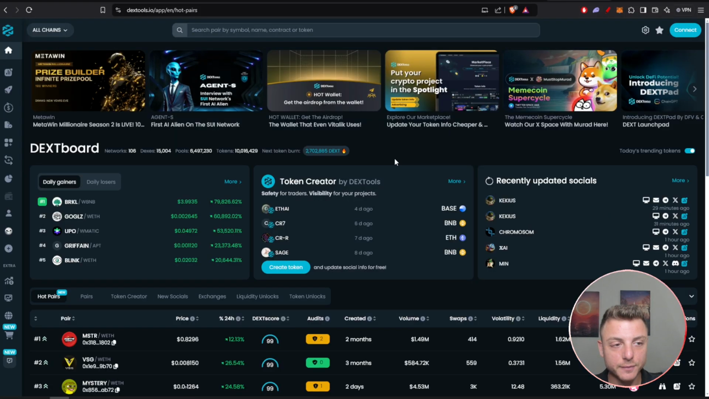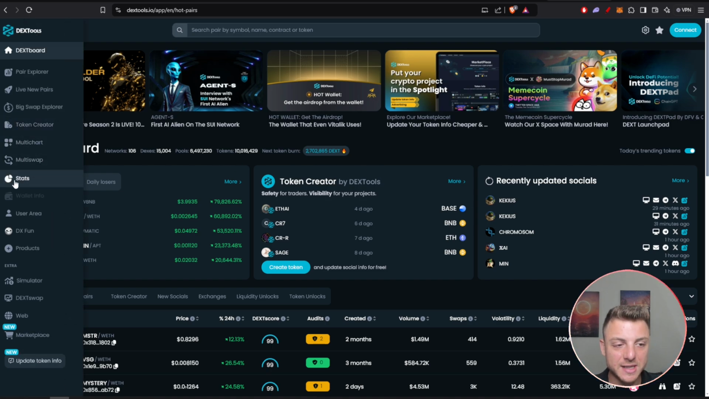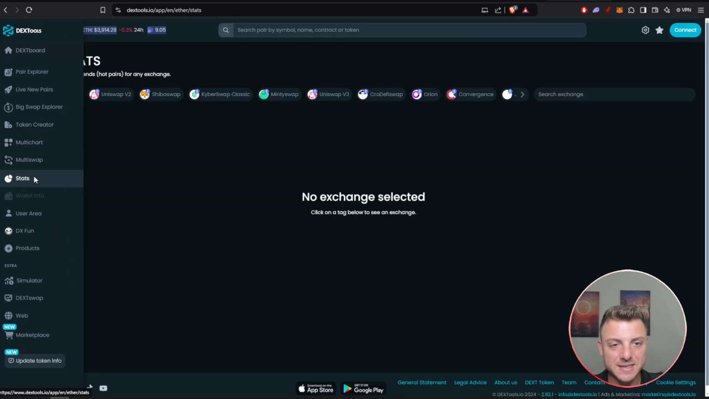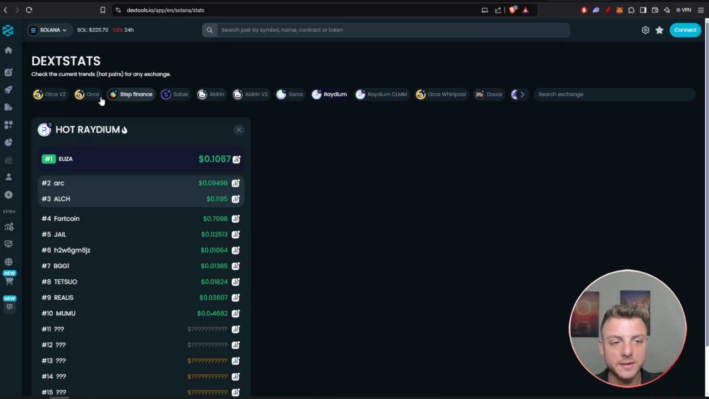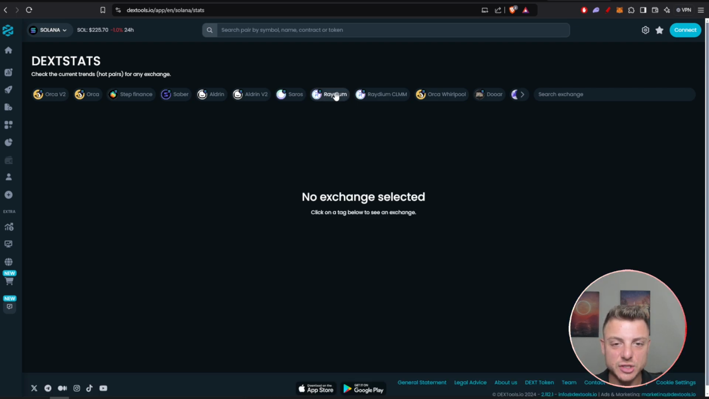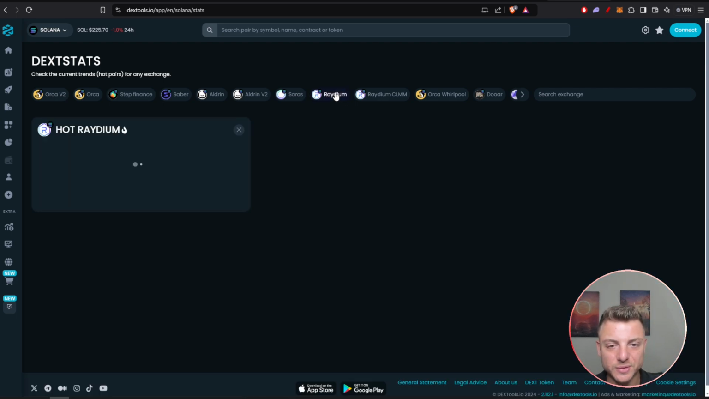Another great tool that I love to use is Dextools. So on Dextools, come over to the left-hand side and click on Stats. Then at the top, change it over to Solana. Then here you select a specific exchange. So Raydium is the biggest exchange, the decentralized exchange for Solana.